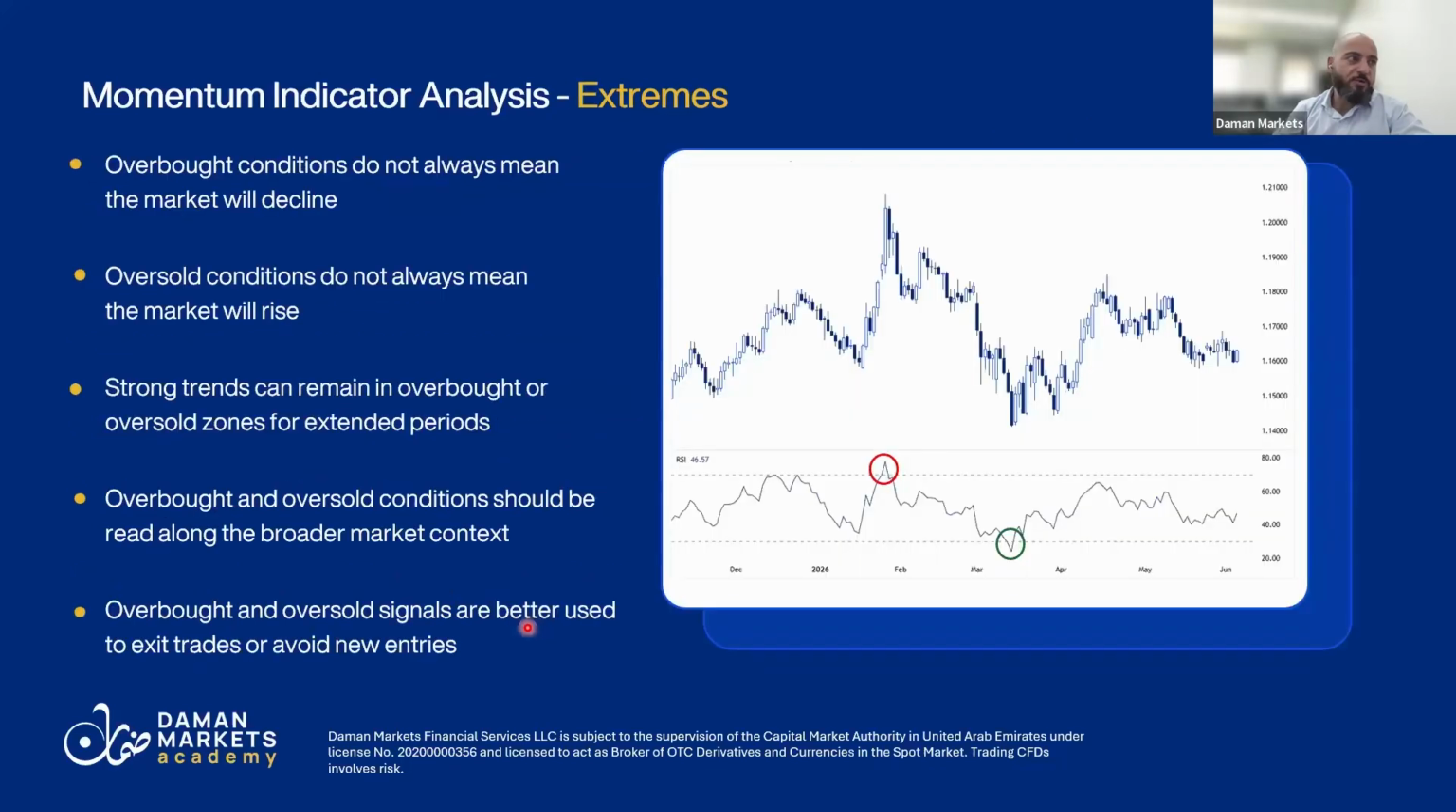Another way to analyze momentum oscillators is through the extreme readings. We call it the momentum extremes. Now, overbought and oversold condition, these are the extreme readings of the oscillators. Here, we don't care about the direction of the oscillator. Here, we care about the reading, the value of the oscillator.